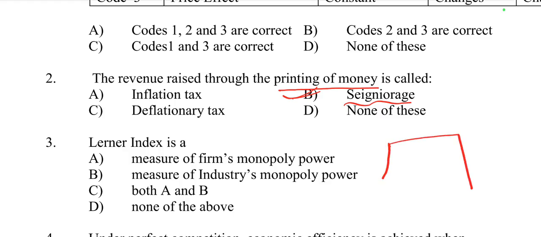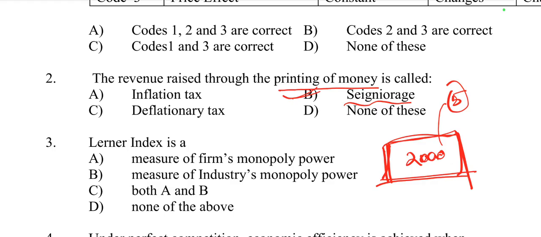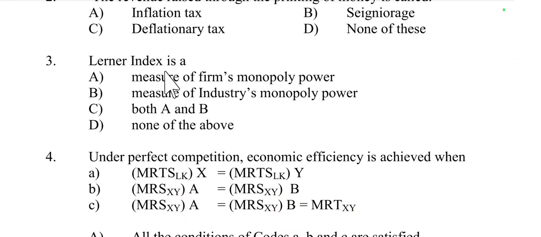Suppose a paper note has 2000 written on it, so the face value of the paper note is 2000. When the face value exceeds the cost of producing it, suppose it costs 5 rupees, the cost of production of a 2000 rupee note is 5, but its face value is 2000. So it is called seigniorage. Essentially it is the difference between the value of money and the cost of producing it. So it is called the seigniorage effect.